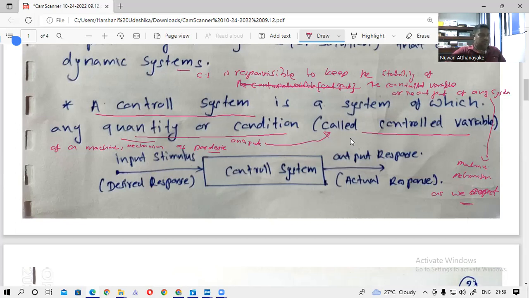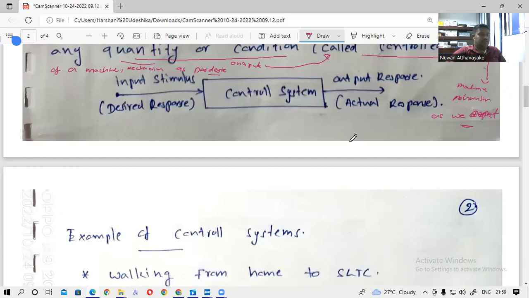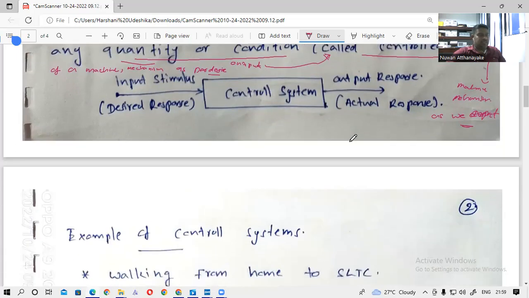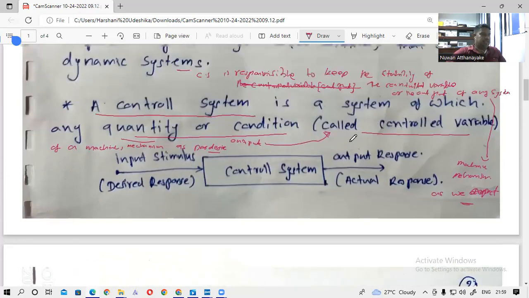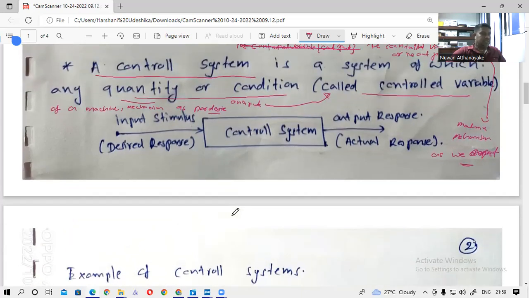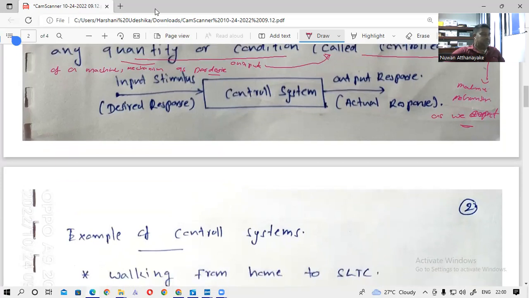I think you have the idea. If you have any issue, you can look on the internet or please ask me, and if you can't understand this, I will explain it again. Anyway, we will see some examples, and then I think you can get the idea. If we consider a control system, it will look like this. We have to give the input, which we call the desired response, the response we expect.